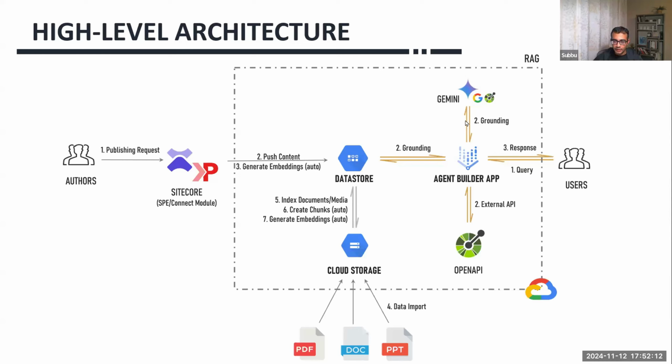And everything that you see within this box, except the OpenAPI and the Gemini parts, which you have to do yourself, is just button clicks. You create an app, and you get the Agent Builder app created. In the next step, it asks you to associate a data store. And when you create the data store, it asks if you want to create a cloud storage and put in your documents. You can select all of these with button clicks.